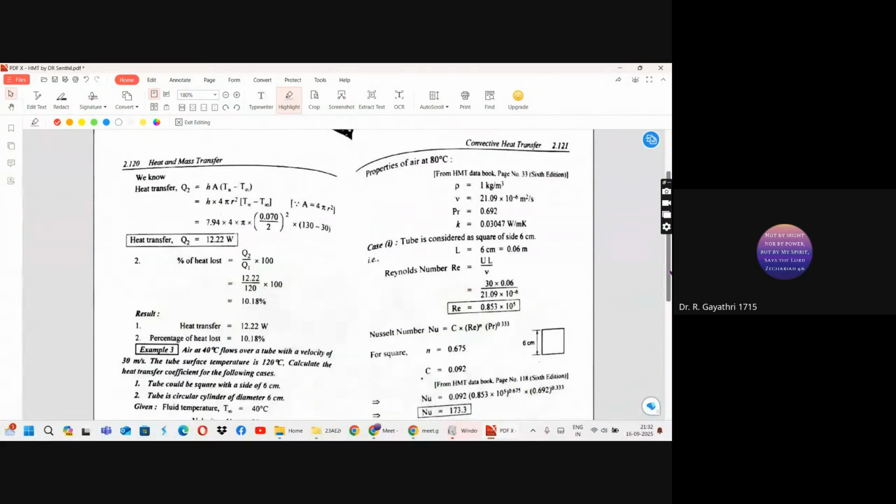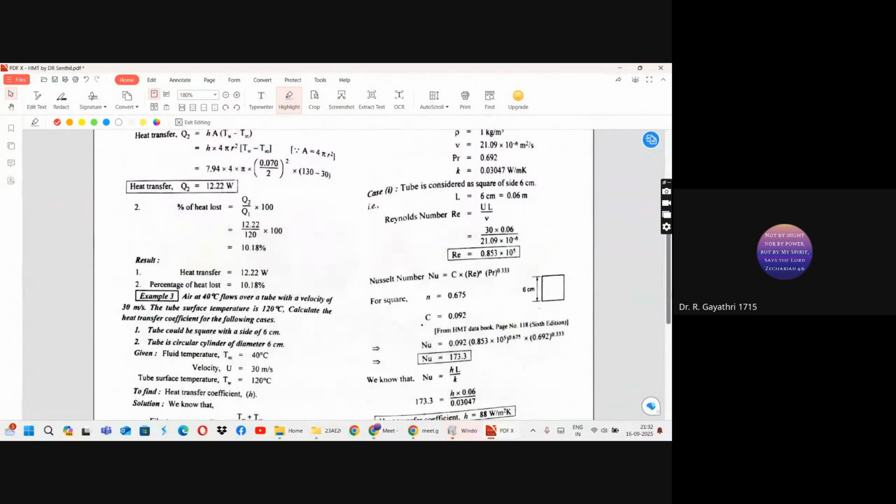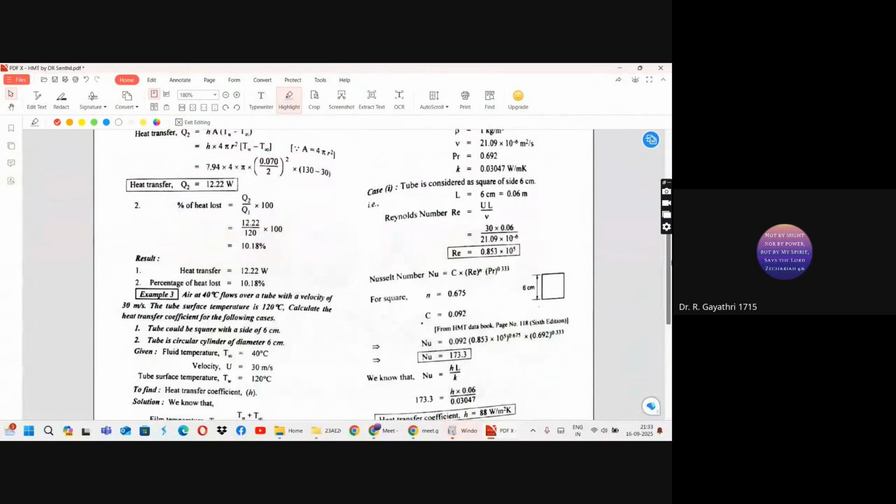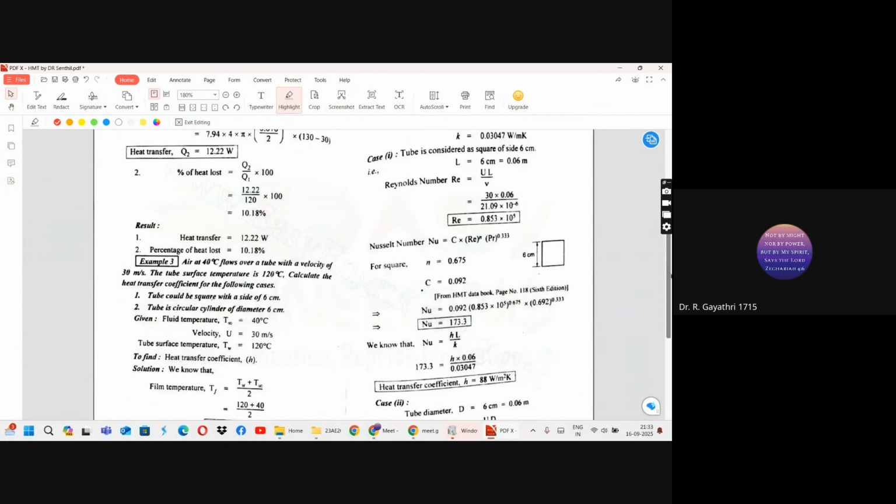In example number 3, we can see air flows over a tube. The tube can be square, or the tube can be a circular cylinder. We can see two categories in the data book: the Nusselt number equation in terms of C and n for a cylinder. If the surface is square, the C and n values can be fixed directly from the data book. The n value is 0.675, and the C value is 0.092 from the data book.